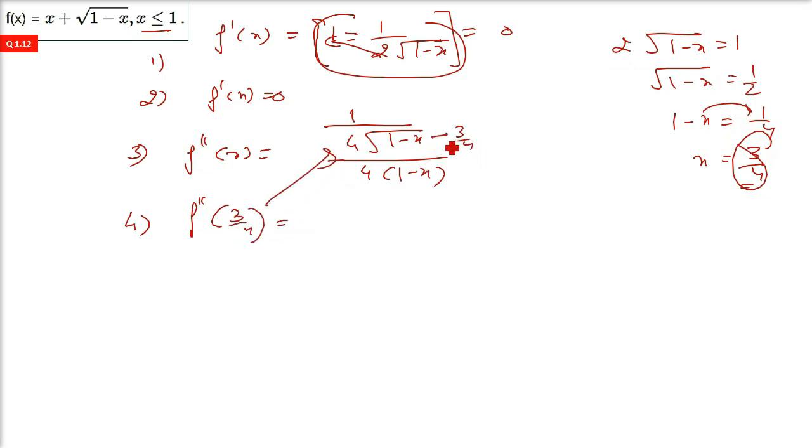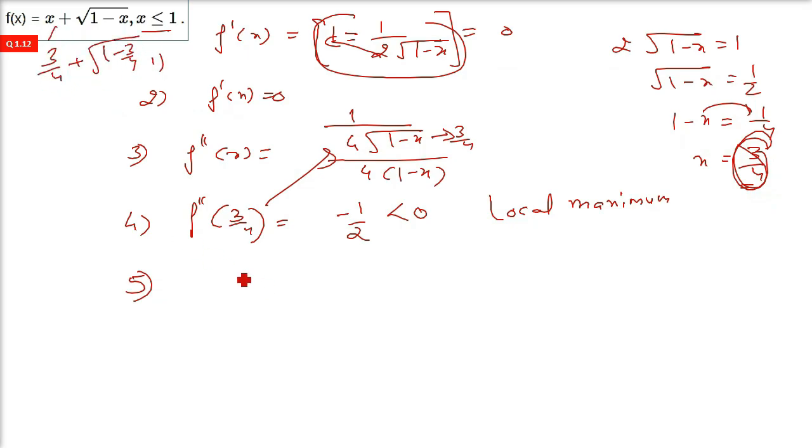When you place x equals to 3 by 4, in the third step, you are going to get a negative half. Negative half is simply a negative number, and this negative number, that is less than 0, indicates that this is a local maximum point. Local maximum point. This is the fourth step, but the final step can be, third and fourth can be bypassed if you are not asked about local maxima or minima.